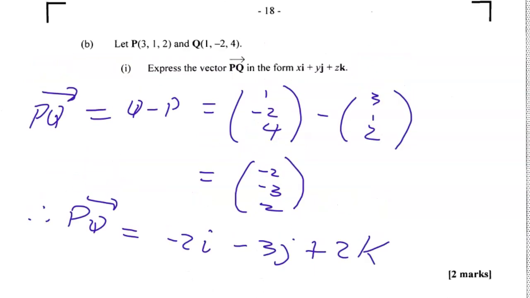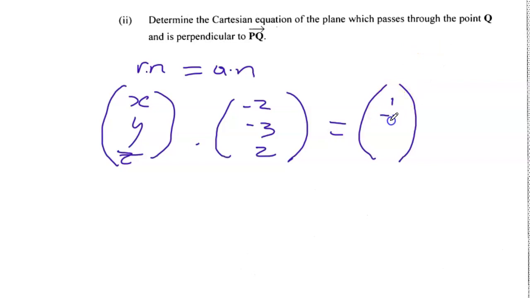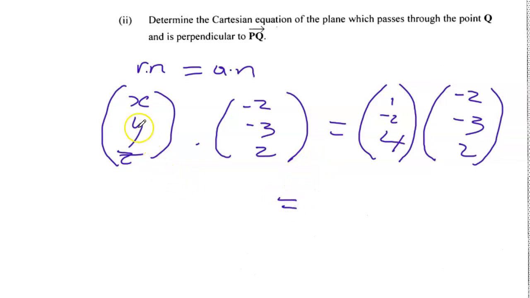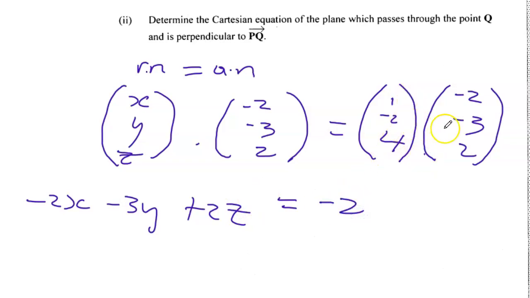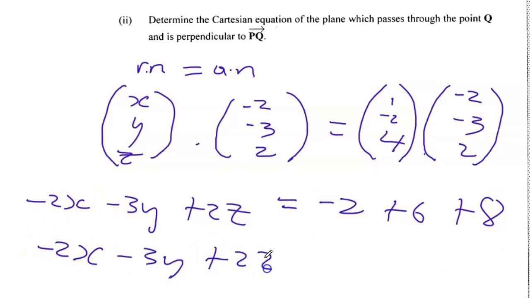Point Q was (1, -2, 4), and n, the normal vector, is (-2, -3, 2). And of course, it's okay to use (-2, -3, 2), because this plane is perpendicular to PQ. Alright, so we end up with the vector product: -2x - 3y + 2z. The product for these over here: 1 times -2 is -2, -2 times -3 is positive 6, 4 times 2 is 8. So we end up with -2x - 3y + 2z equal to 6 and 8, that's 14, minus 2, that's 12.